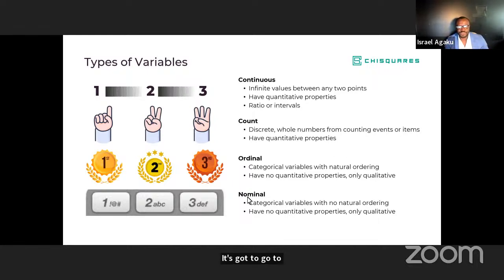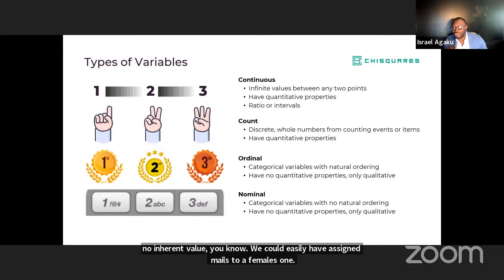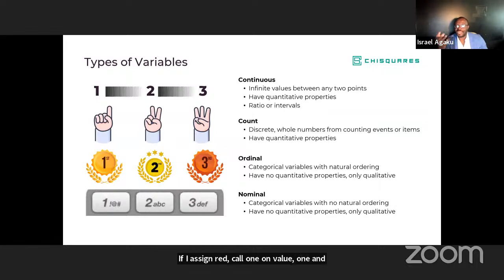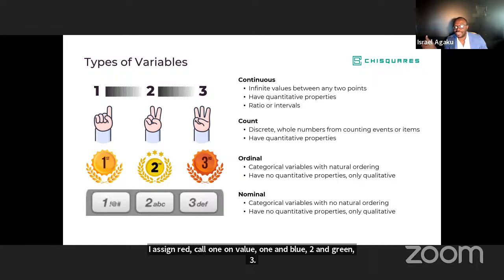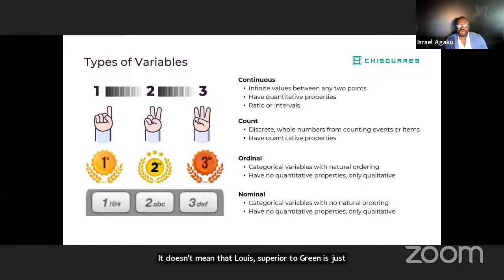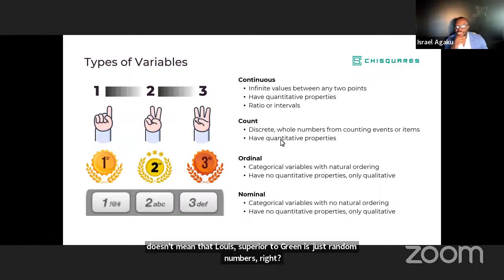And then lastly, we'll talk about nominal variables. Nominal variables have numbers or orders or categories, but the categories do not have any inherent value. So if you look at, for example, gender, if you assign males a value of 1 and females a value of 2, there's no inherent value. We could easily have assigned males 2 and females 1. So it doesn't matter. The same thing applies to colors. If I assign red the value 1, blue 2, and green 3, it doesn't mean that blue is superior to green. It's just random numbers, right? And so those are the different types of variables that exist.